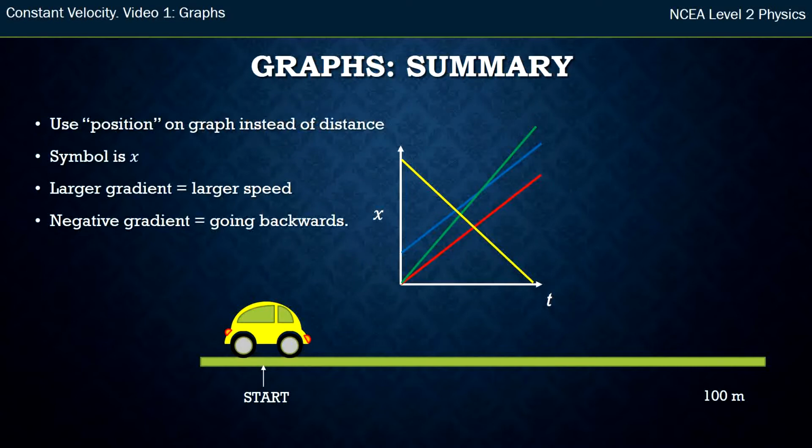So the summary, which is probably not new to you, we're using position instead of distance on this graph, and the symbol for position is X. A larger gradient is a larger speed, as shown by the green line, and a negative gradient represents something moving backwards.